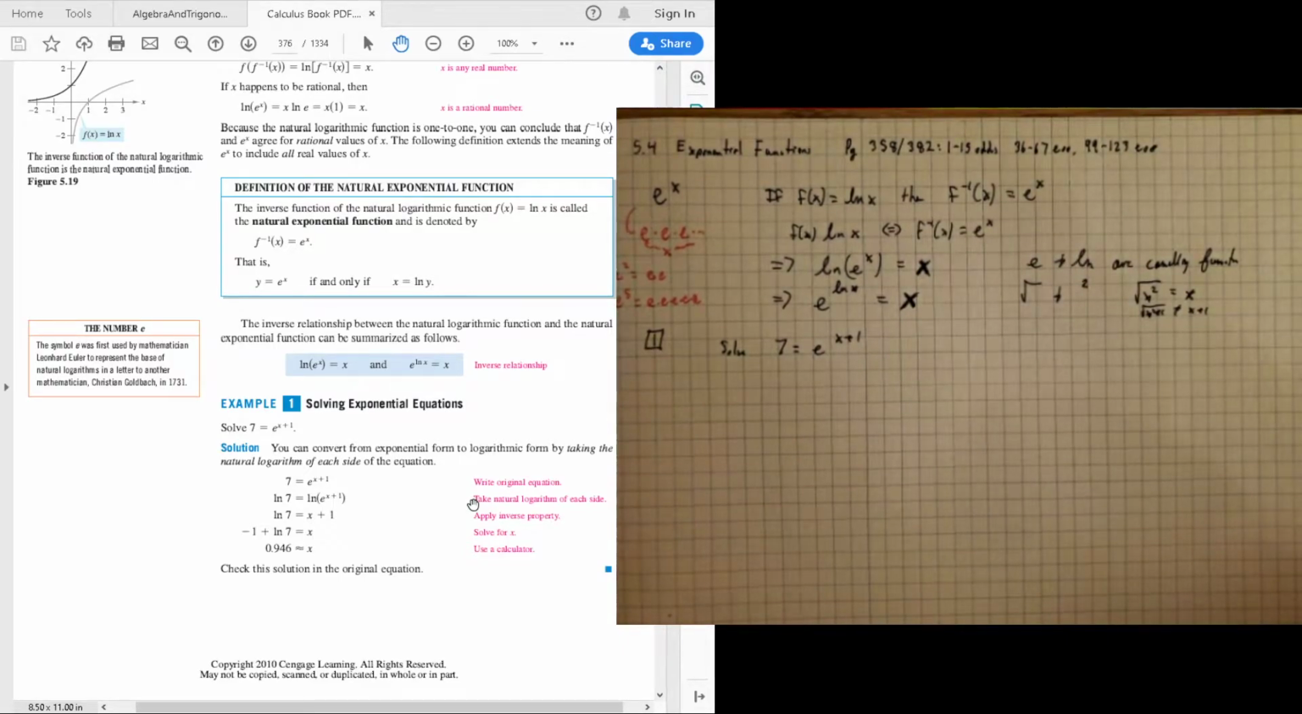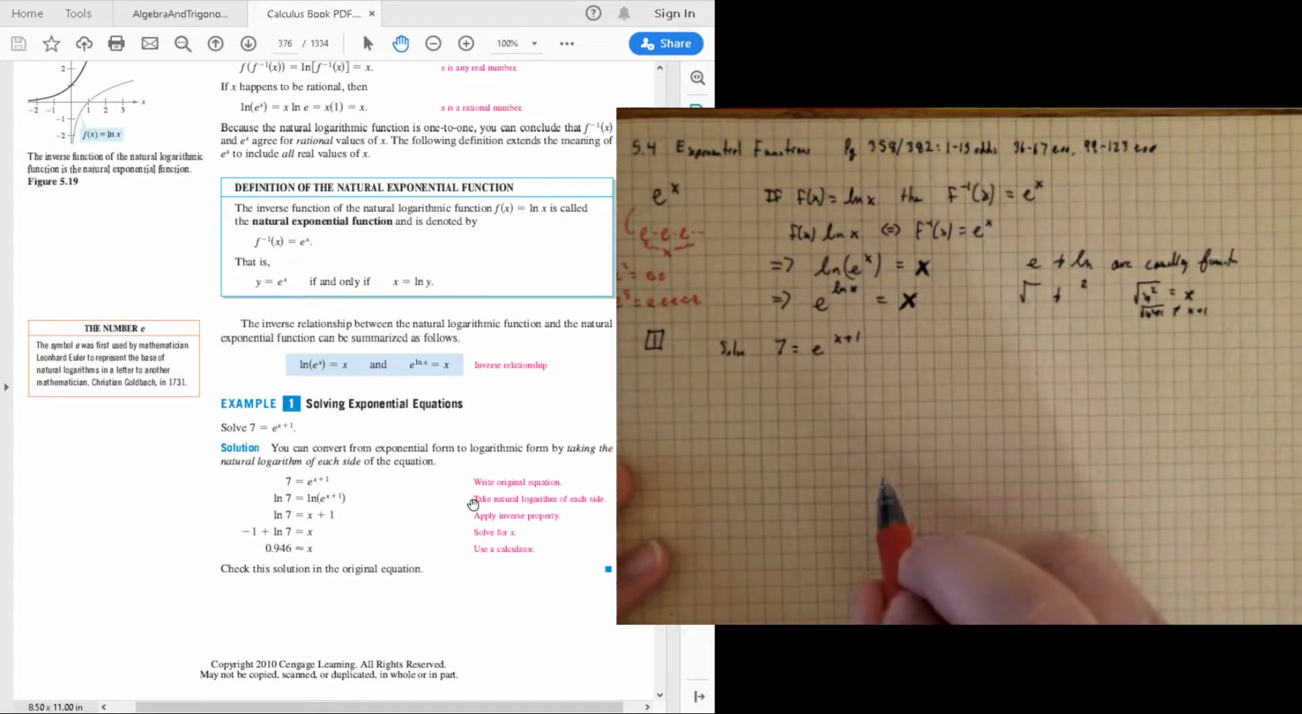So whenever we see the word solve in a problem, remember that it just means get the variable by itself. If it says solve for x, it means get x by itself. If it says solve for y, it means get y by itself. So what this question is saying is get x by itself. Well, how do we do that?